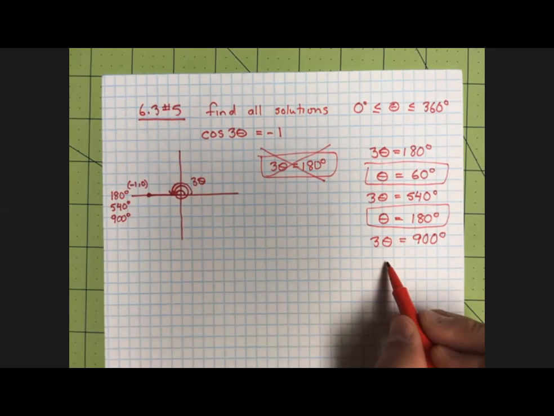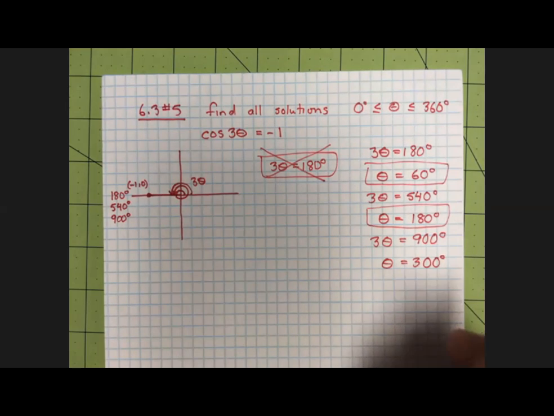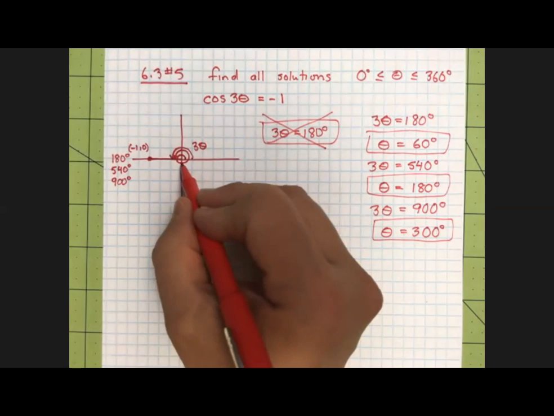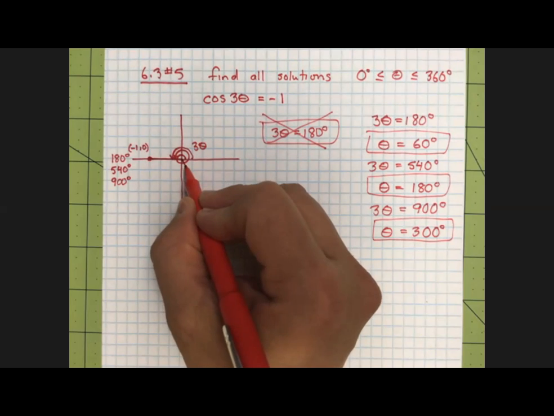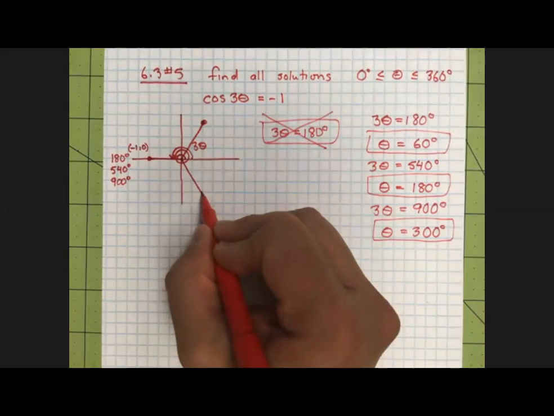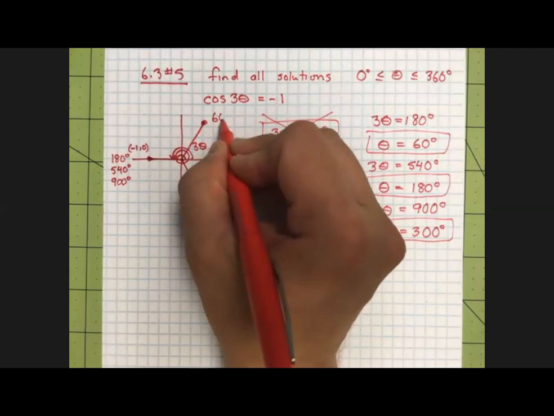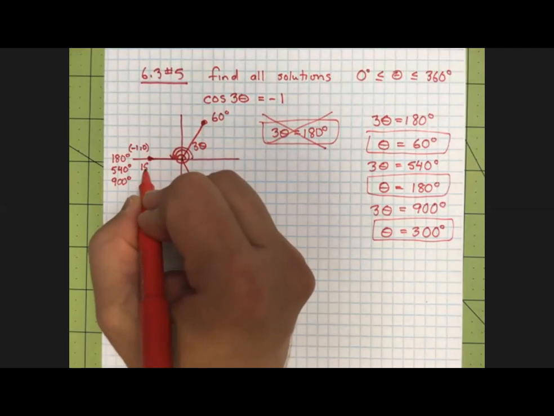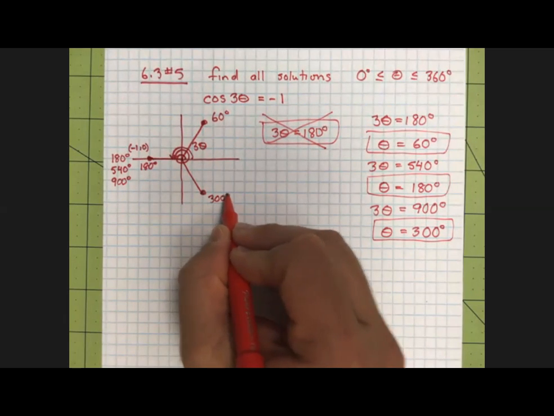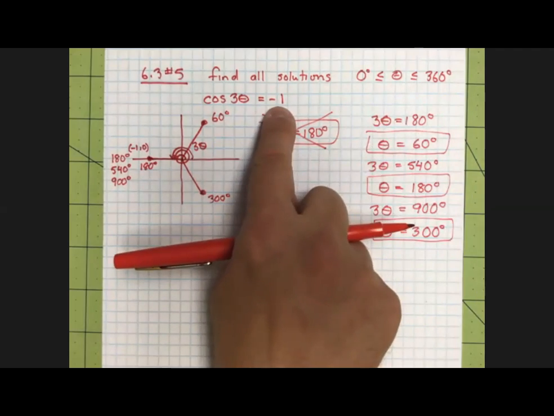Well, if it is, I divide both sides by 3. Theta equals 300 degrees. And that's a legitimate answer because 300 degrees would be over here. What you get is 3 beautifully, equally spaced answers: 60 degrees, 180 degrees, and 300 degrees. Each one of those makes 3 theta have a cosine of -1.